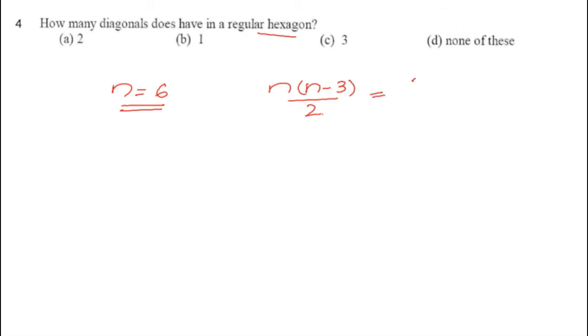Now n value is 6. 6 into 6 minus 3 divided by 2. This will be 3 times 3, which is 9. And this 9 is not in the given options. So none of these is the right answer for the question.